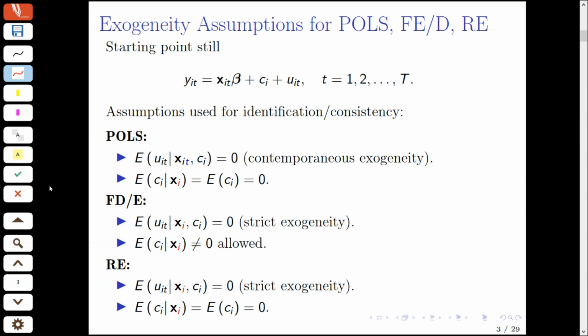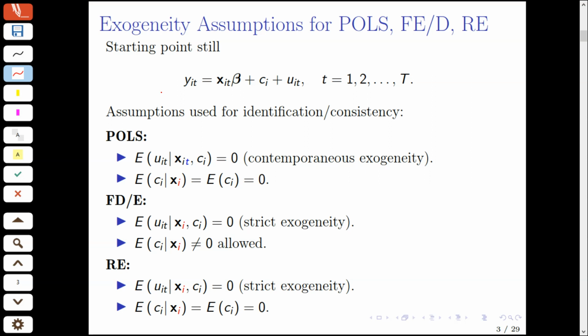So the starting point here is still the unobserved effects model, or linear unobserved effects model, for panel data. But before introducing additional assumptions, let's just pause for a second to discuss the type of assumptions we've already invoked. So here's a list of various assumptions used for identification and/or consistency arguments.